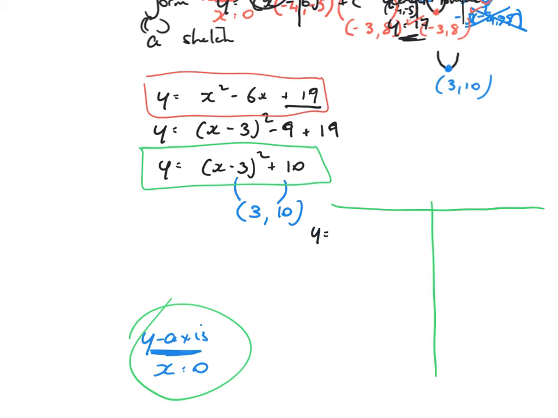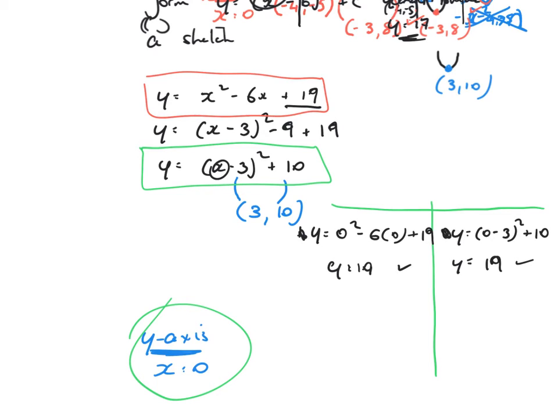So y equals 0 squared minus 6 lots of 0 plus 19 will give me 19. And if I do it in here, y equals 0 minus 3 all squared plus 10. And 0 minus 3 is minus 3. Minus 3 squared is 9. 9 plus 10 is 19. It gives you the same result. So you don't need to do the thing twice. Either sub it in here or sub it in here, and just be comfortable that you can do both.